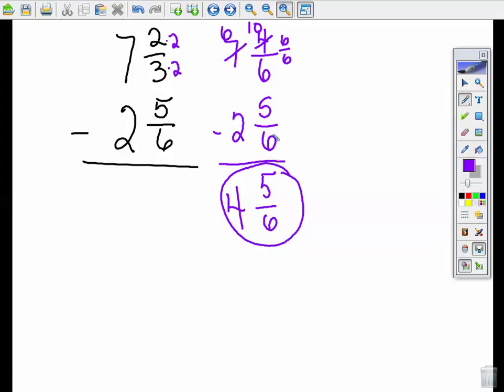Now the shortcut, instead of doing this step right here, is to just add 6 plus 4, which is 10. So add the denominator plus the numerator to get your new number. So let's look at another example.